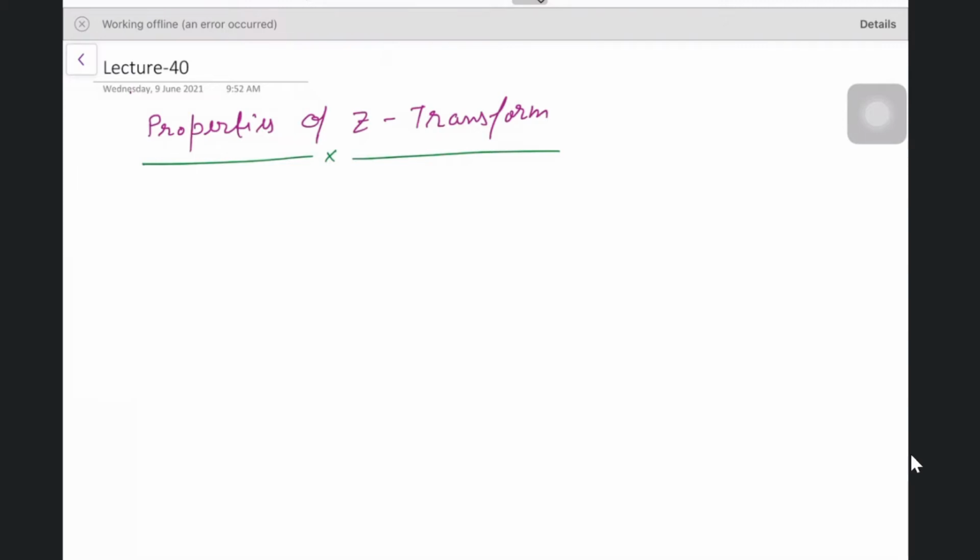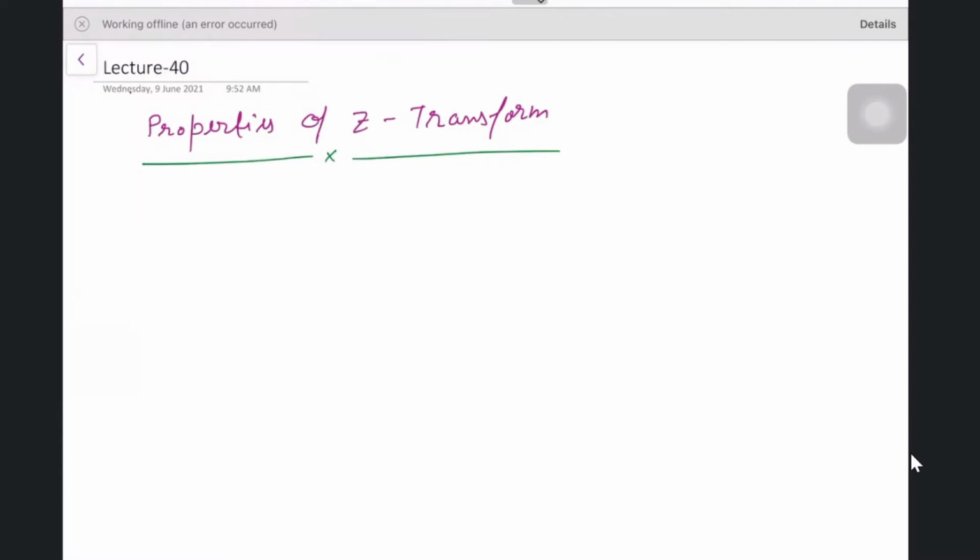So this is lecture 40 according to your lesson plan, and in this lecture we are going to discuss some more properties. That is the continuation of the properties of Z transform. In this lecture we will see two more properties, that is initial value theorem and final value theorem, and after that we will solve a numerical problem based on these properties. How we are going to use these properties for solving the Z transform numerical problem.